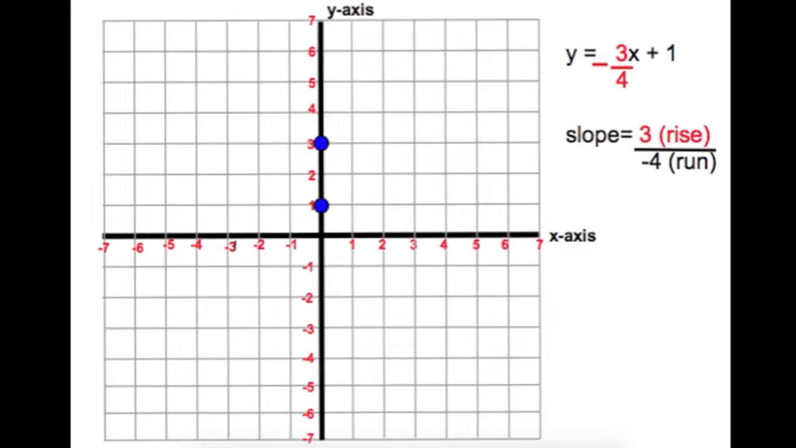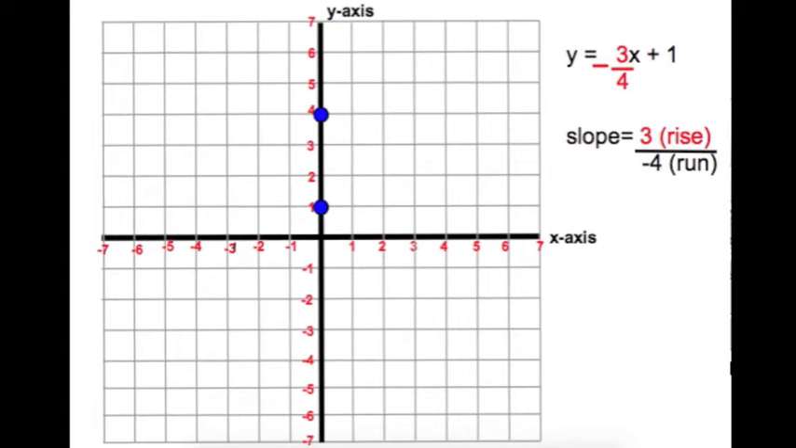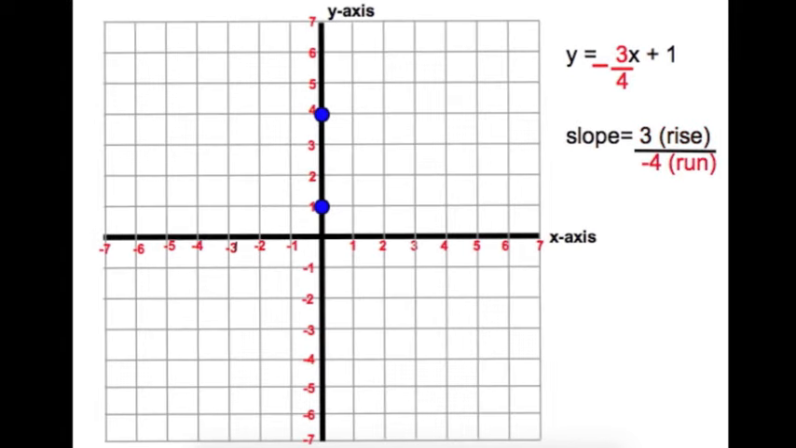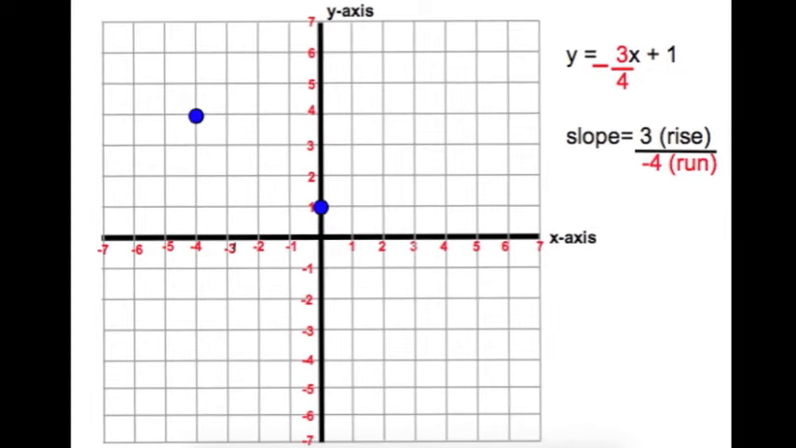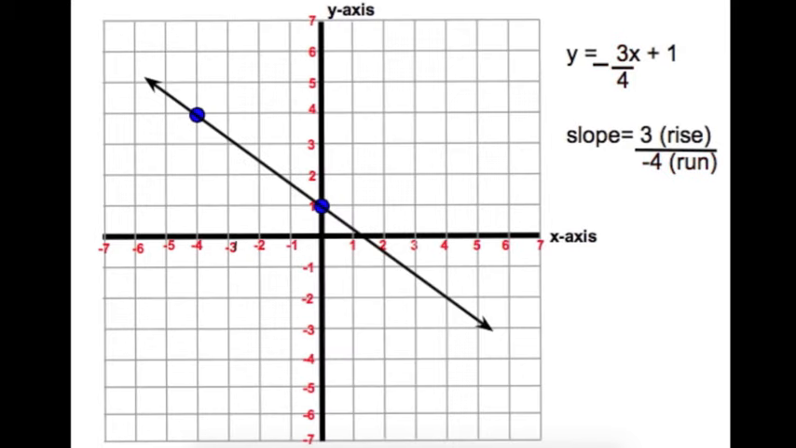Up 1, up 2, up 3. Now, a run of negative 4. Because the number is negative, we will have to go towards the left or towards the negatives. Over 1, over 2, over 3, and over 4. Now we have 2 points to graph the line. So, this would be the graph for the equation y equals negative 3/4 x plus 1.